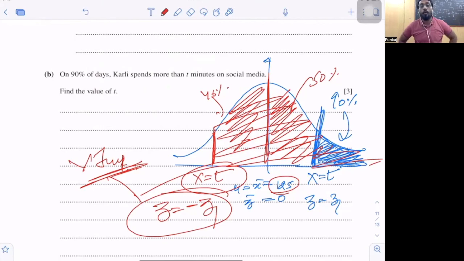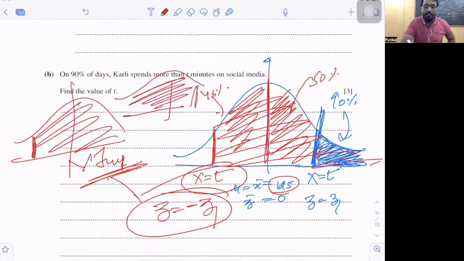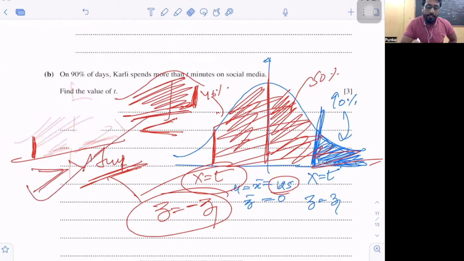Also, you want to take care of the area under the curve. I said that 90% of the time Carla is spending more than t minutes. So 90% is a major chunk of the curve, and the area under the curve needs to be 90%. There are only two ways: either this is 90% or this is 90%. But this is less than, this is less than, and this is greater than, and I want to find greater than. So this is the correct graph. You got that, students? I hope this concept is pretty clear to you all.